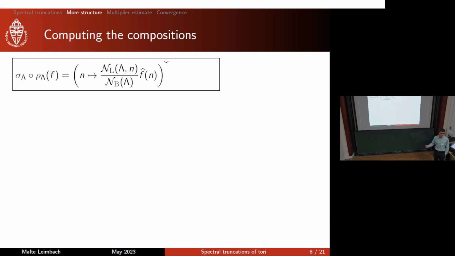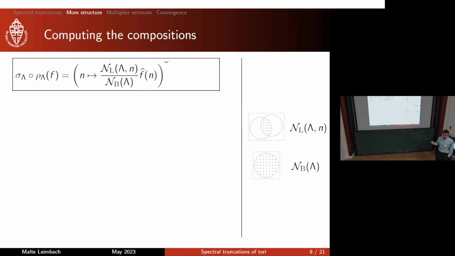So let's compute them first. And what you see is that this composition, so you go down from the algebra to the operator system and back up, is given by this. You take a Fourier transform of your function, you multiply by this strange looking number, and you inverse Fourier transform. And this quotient is given by this.